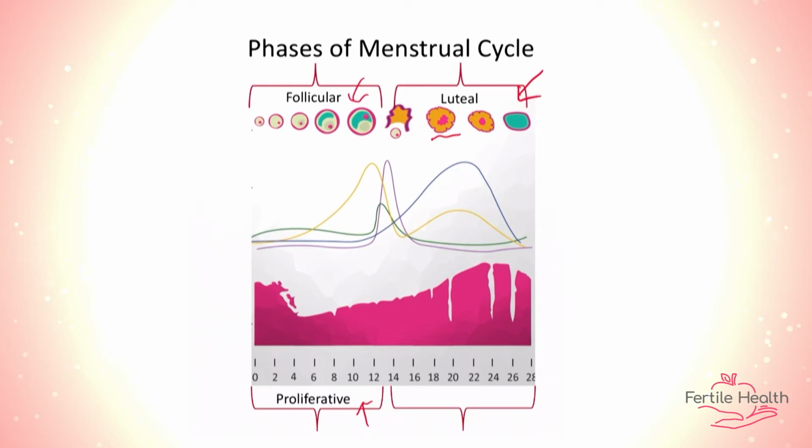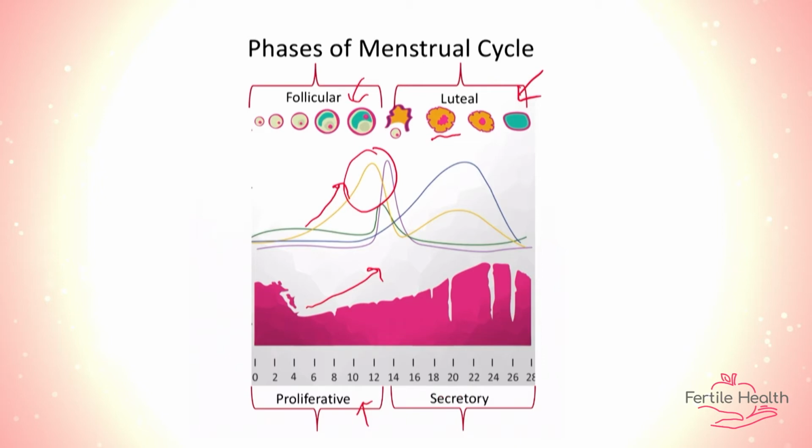And the first 14 days is under the influence of estrogen. Estrogen here is this yellow line. You can see that it's rapidly increasing. And as the estrogen level increases, the uterine lining increases, grows, or proliferates. So that's called the proliferative phase.